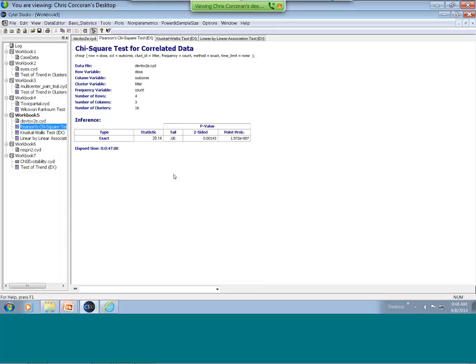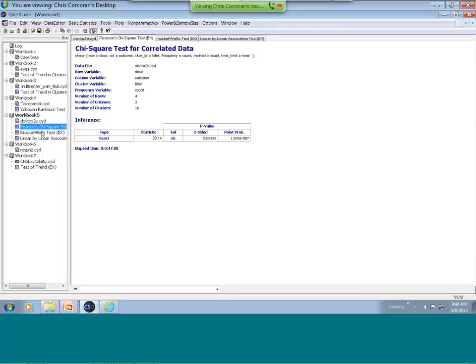The two-sided p-value is about 0.001. So in other words, there's very strong evidence of an association between dose level and the distribution of malformations, and that's taking into account, again, the clustering within litter.